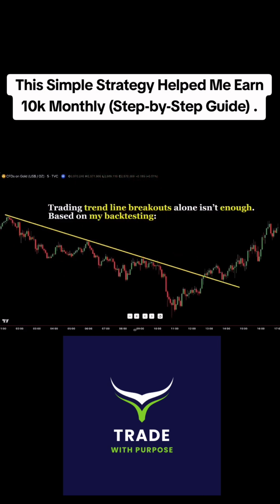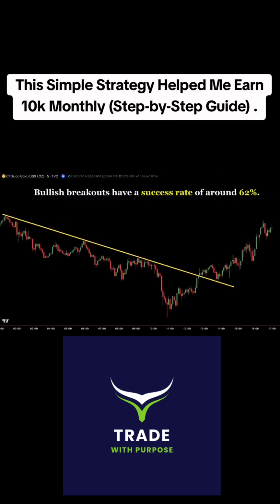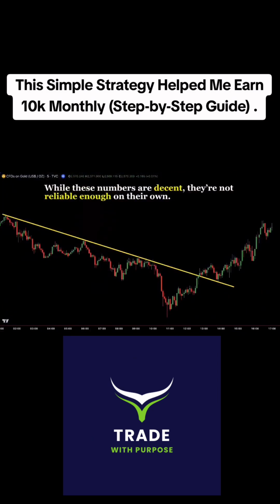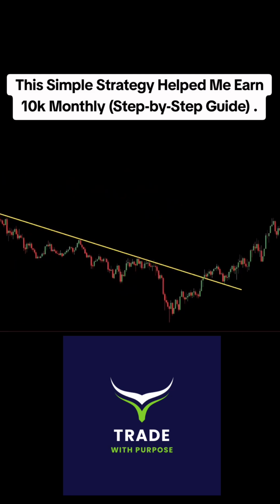However, trading trendline breakouts alone isn't enough. Based on my backtesting, bullish breakouts have a success rate of around 62%. Bearish breakouts have a success rate of about 55%. While these numbers are decent, they're not reliable enough on their own. That's why we need additional tools to enhance the accuracy of this strategy. And this is where the volume indicator comes into play.